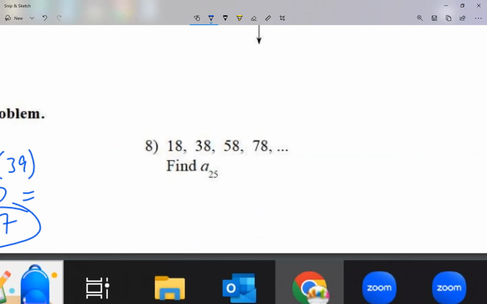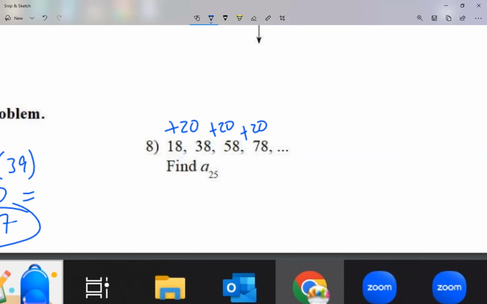Okay, so from 18 to 38. Now here I add, right? Because it's getting bigger. So how much? For 18 to get 38, wouldn't I have to add 20? Good. Does 38 plus 20 equal 58? Yeah. Does 58 plus 20 equal 78? Yeah. So it seems like I'm adding 20 and 20 and 20 and 20, starting from the second number.